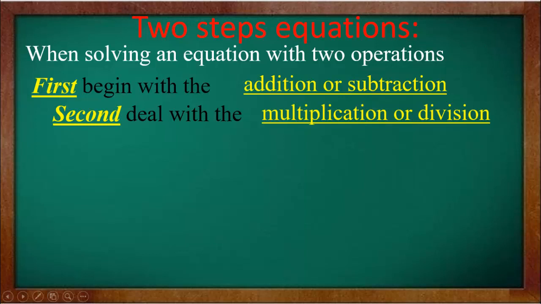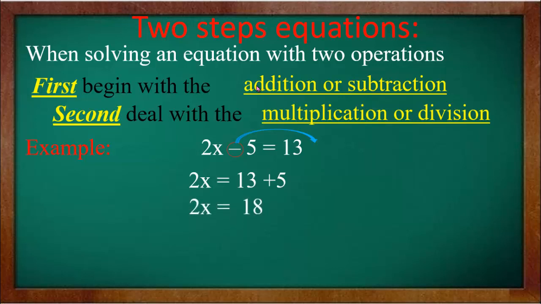Let's have an example now to illustrate how we can solve a two-step equation. If I have here 2x minus 5 equals 13. As you can see here, we have two operations, 2 times x and minus 5. As we just said above, first of all we're going to move the addition or subtraction, and then I'm going to move the multiplication or division. Minus 5, I'm going to move it to the other side with the inverse of subtraction. As a result, I will have 2x equal to 13 plus 5. 2x is equal to 18.